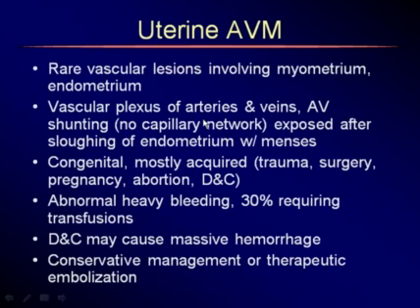This can happen after some type of trauma, surgery, after a pregnancy, after an abortion, a D&C. So most of them are acquired. A few of them could be congenital. These patients have abnormal heavy bleeding to the point where about 30% of them require transfusions.